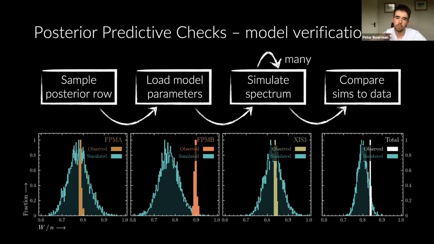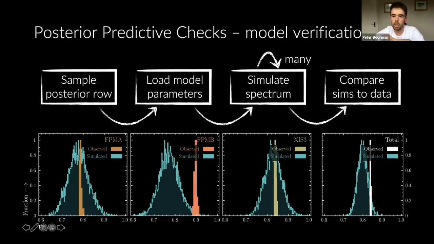and from that fit that you've now loaded into XSPEC or Sherpa, you simulate a whole bunch of spectra. Every time you simulate, you note down the W statistic or the C statistic, depending on what statistic you're using. After the simulations, you compare that to the original statistic of your original real sampled posterior row.